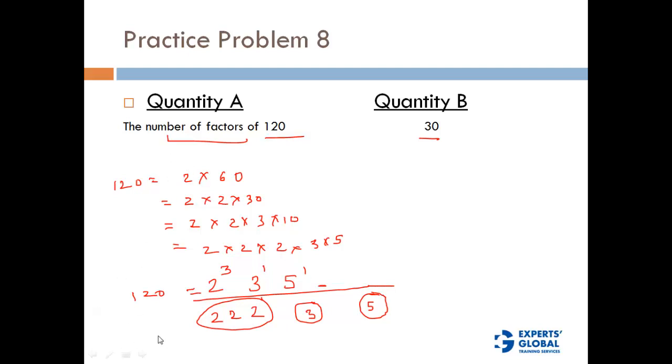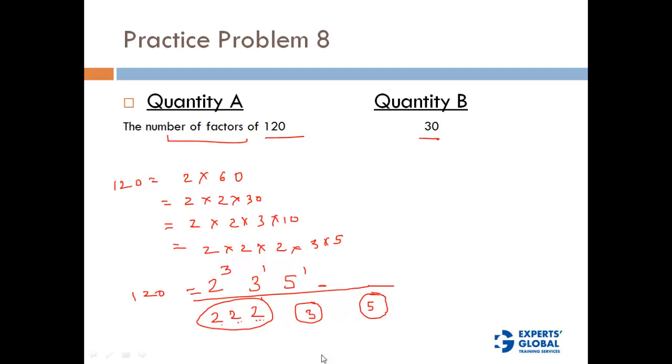So let's look at it. Either I can take one 2, or I can take two 2s, or I can take three 2s, or there is also a possibility that I don't take any 2, I only take 3s and 5s.